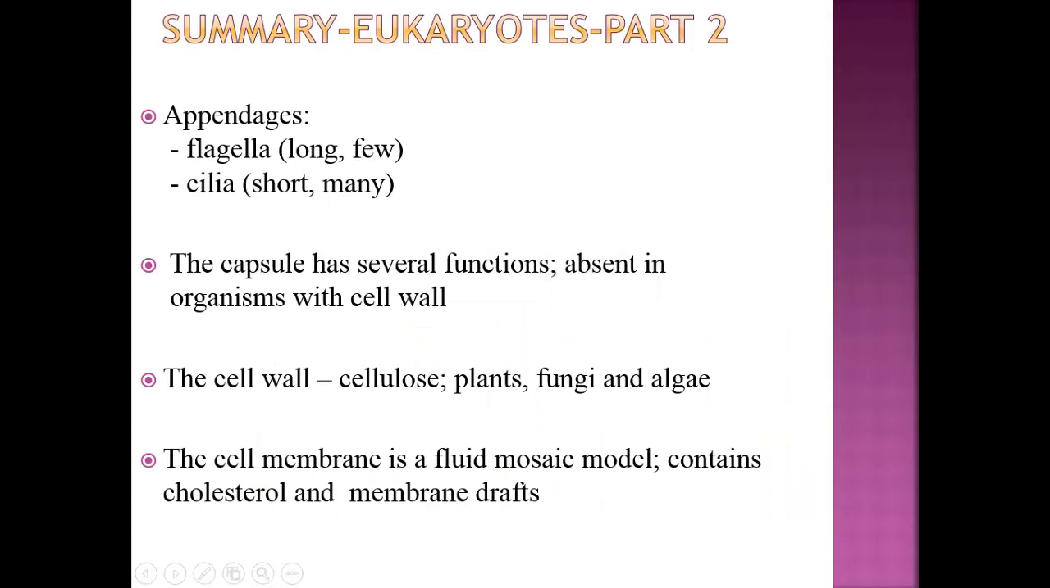So in summary, we have seen that the flagella and cilia are appendages of the cell that help with locomotion. The flagella are long and few. The cilia are short and many. The capsule has several functions, including avoiding desiccation. It is absent in organisms that have a cell wall. A cell wall is mainly composed of cellulose. It can be found in plants, fungi, and algae only. The cell membrane is a fluid mosaic model. It contains cholesterol and membrane rafts.